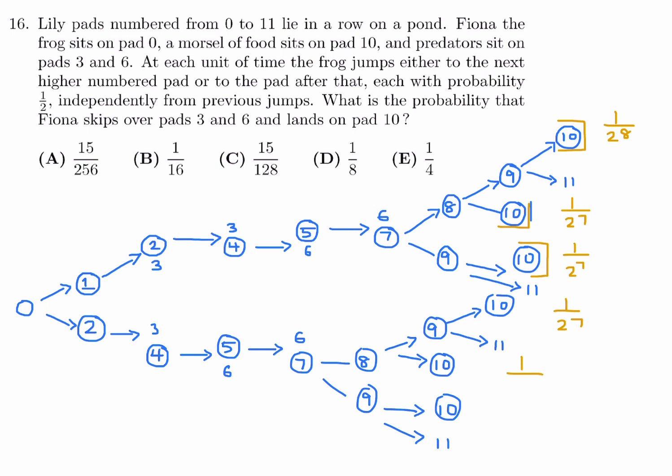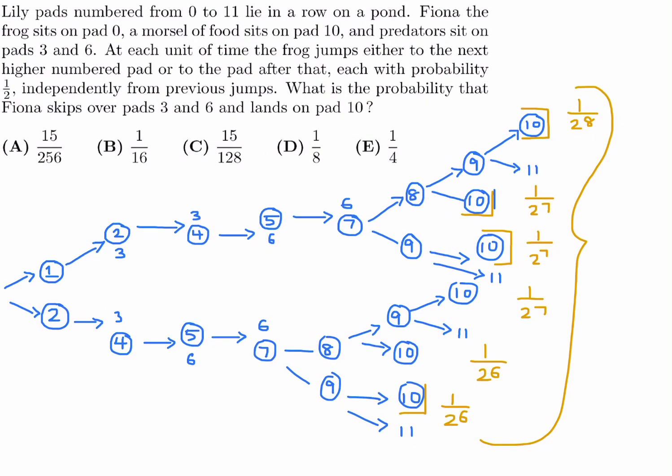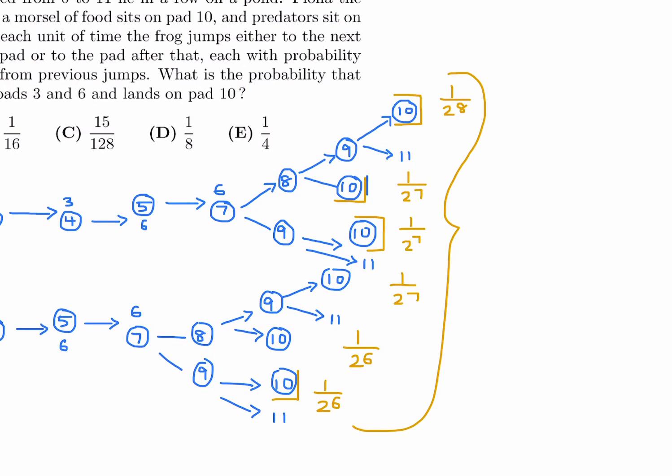So 1 over 2 to the power of 6. 1, 2, 3, 4, 5, 6 to get to that 10. And that is, again, 1 over 2 to the power of 6. So now we have to add these guys. So that's going to be 1 over 2 to the power of 8, which is what?